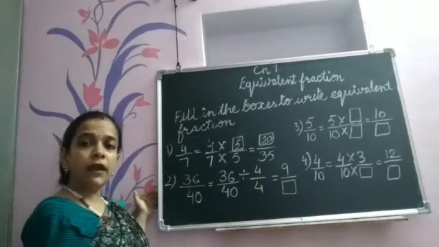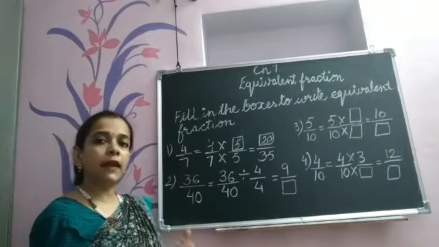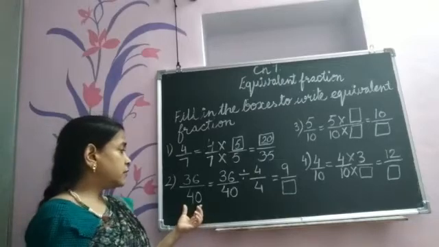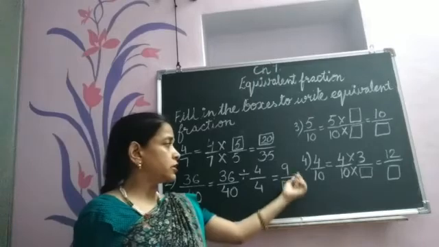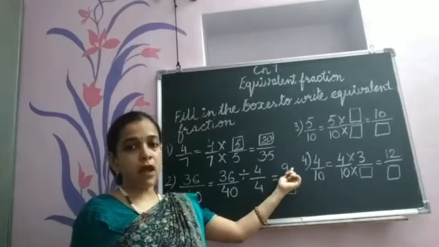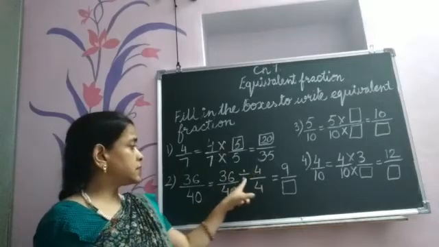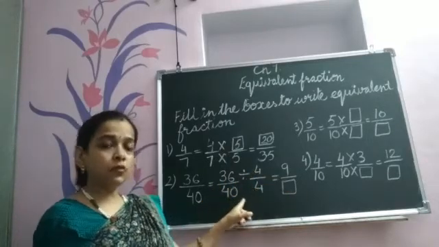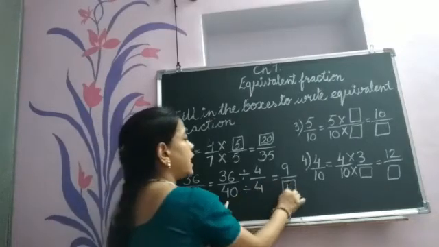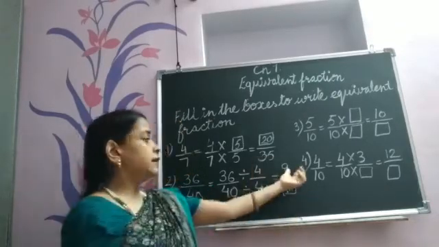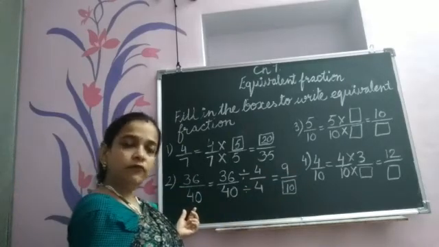And if we divide both numerator and denominator by the same number, then also we can get the equivalent fraction. So here the fraction is 36 upon 40, and we have to find the equivalent fraction with numerator 9, and we have divided the numerator by 4 because 36 divided by 4 is 9. So to get the equivalent fraction we have to divide 40 by 4 and we will get 10. So 9/10 is the equivalent fraction of 36 upon 40.